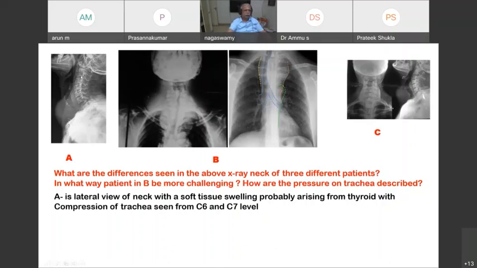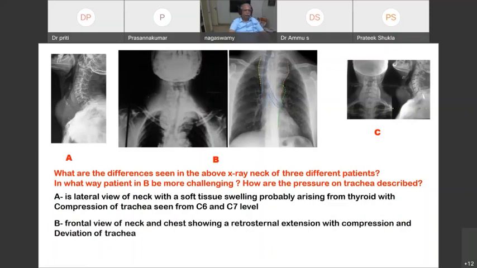See, these are all the vertebral bodies. So the last one will be the C6 and C7 level. That is where you have the swelling, and the airway, as I told you, is broader here and getting narrower here. So there is a compression of the trachea seen at C6, C7 level because of probably thyroid swelling. That is the description for A.